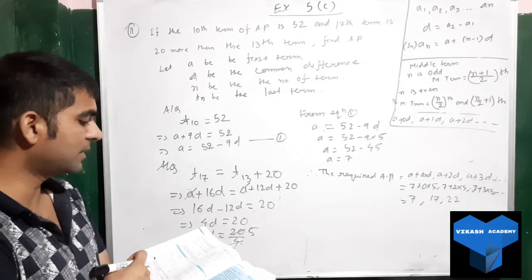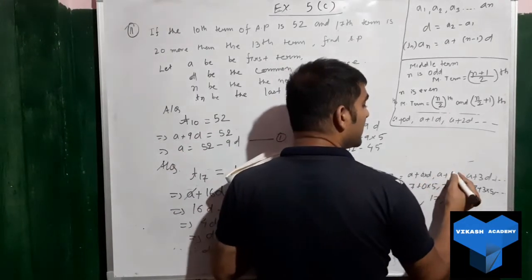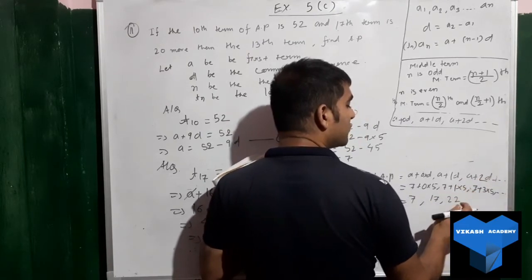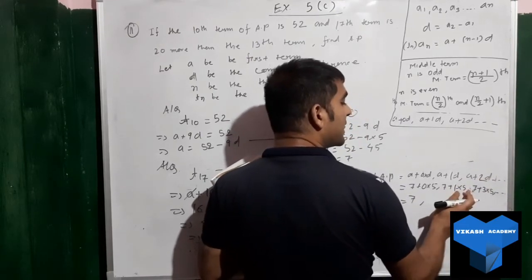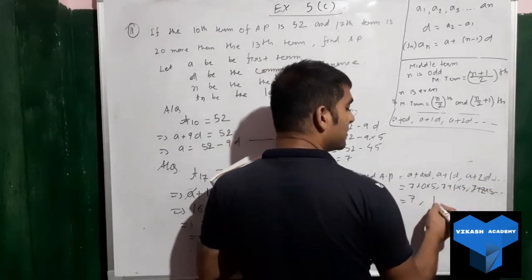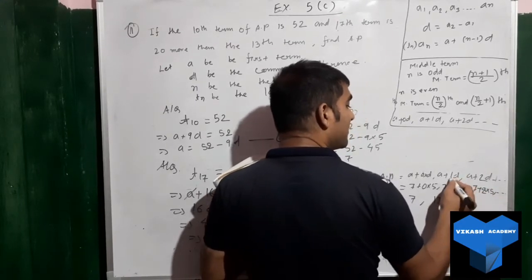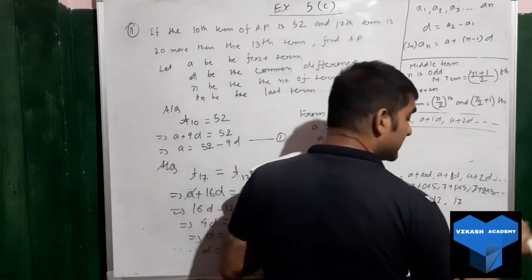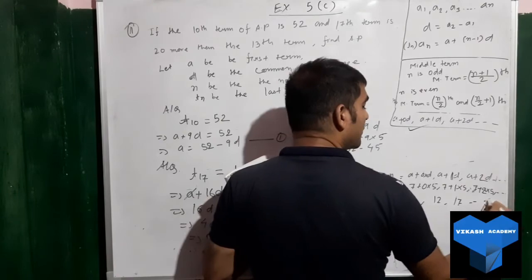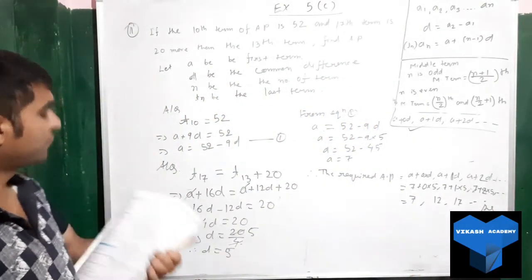Let us see. The first term is 7, then it is 1D, then 2D, then 3D. So 5 into 1 is 5, plus 7 is 12. Then 5 into 2 is 10, plus 7, we have 17. Earlier we missed that 1D, then 2D, then 3D. I hope that is clear. I have written this formula and I will use it. So this is the required AP.